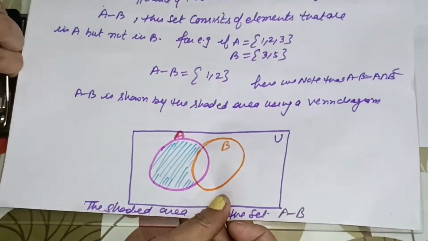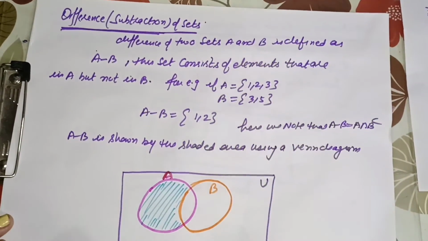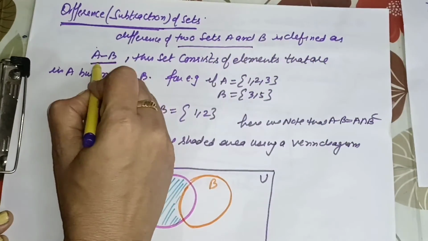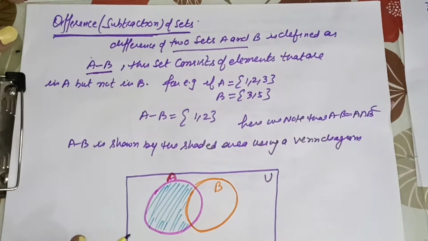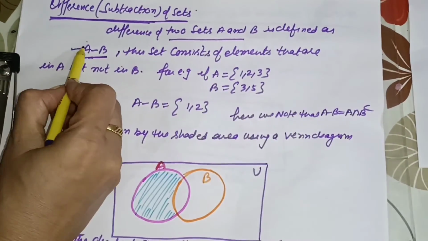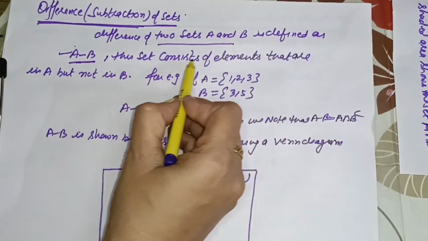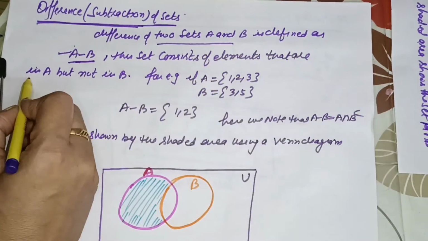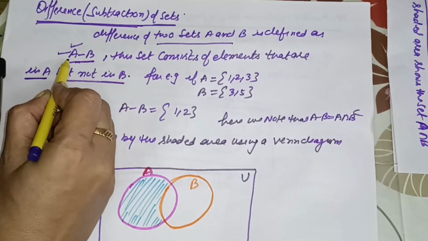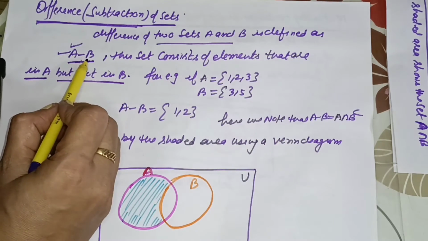Next I'm talking about difference, the difference or subtraction of two sets. So how will we discuss the difference? Difference of two sets A and B is defined as A difference B, represented by A − B. This set consists of elements that are in A but not in B. Because A difference B means it contains elements of A but not in B.